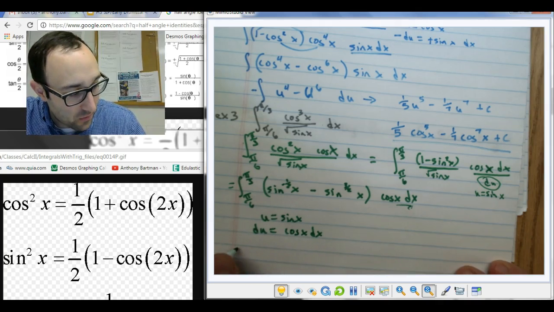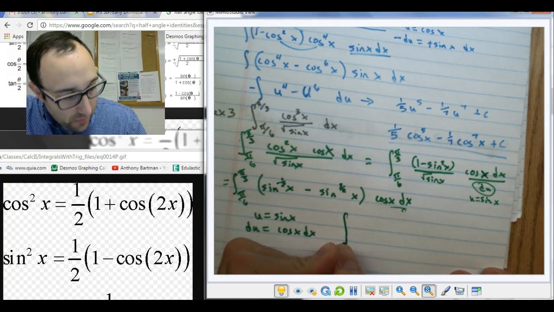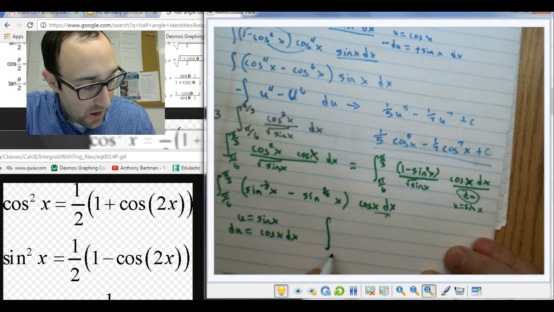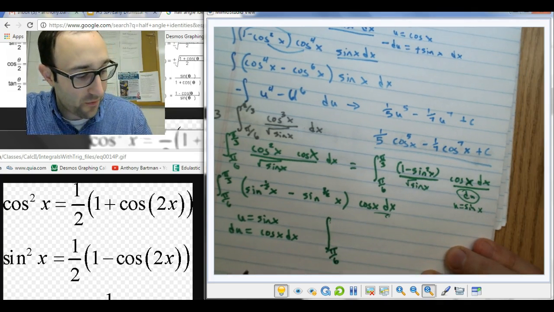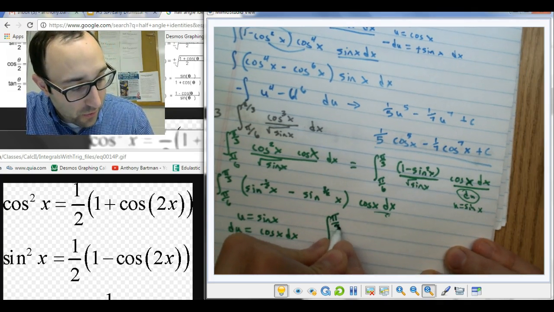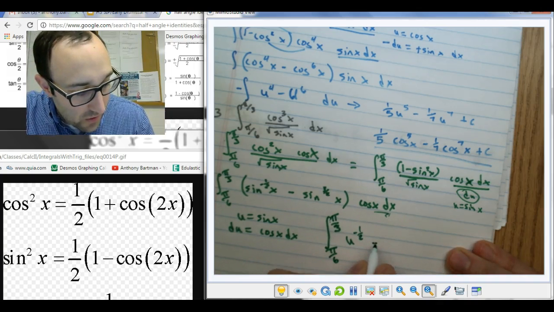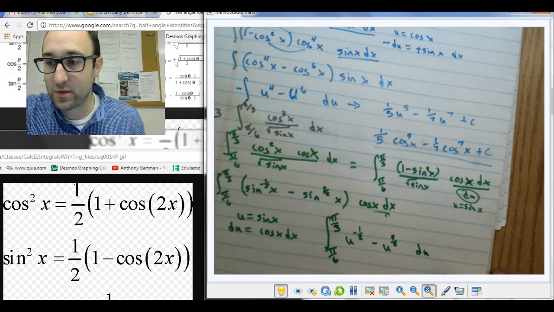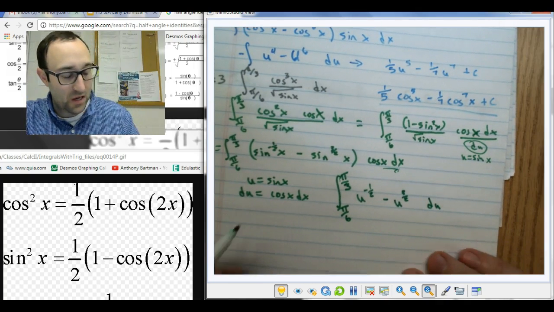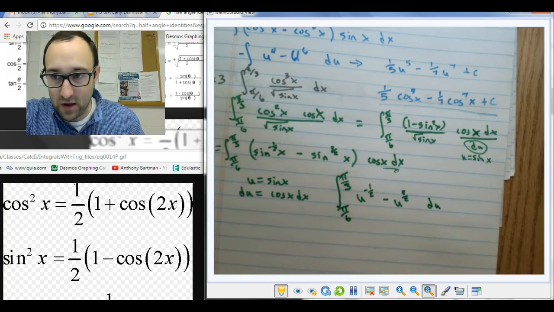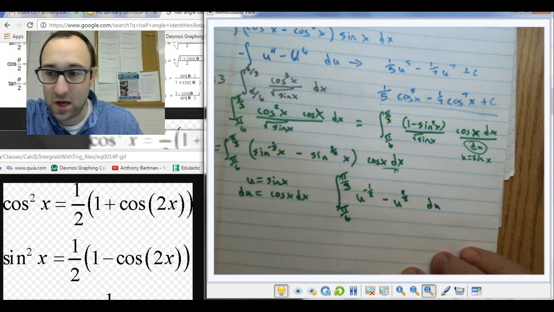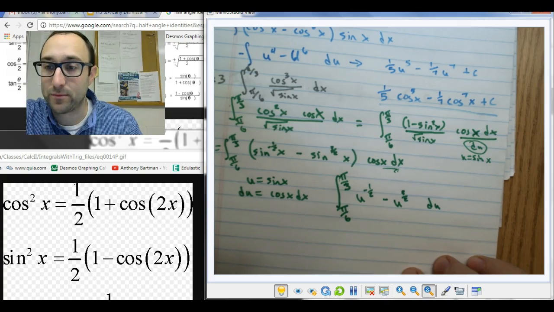So now we've got the integral, I'm going to write it over here. The integral from pi over 6 to pi over 3 of u to the negative 1/2 minus u to the 3/2 du. If we take the integral and do all of that, you should be able to get your answer. This is now becoming an easy problem, right?